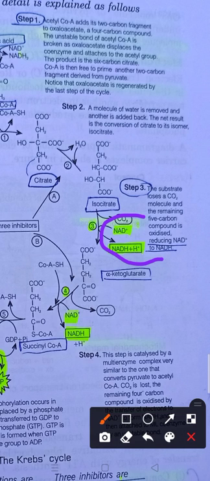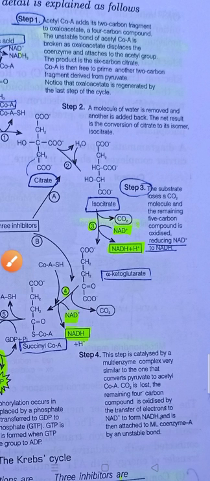Now from alpha ketoglutaric acid, the next step forms, which is known as succinyl CoA. This step is catalyzed by a multi enzyme complex. Many enzymes are needed here.